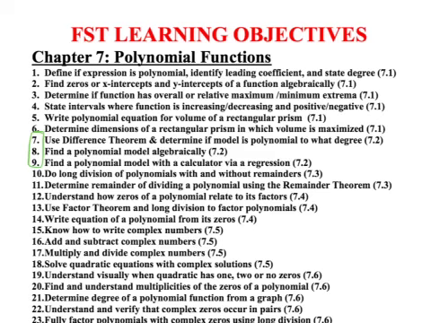Objective 7 is use the difference theorem and determine if a model is polynomial and to what degree. 8, we're going to find a polynomial model algebraically. And number 9, find a polynomial model with a calculator via a regression. So let's just dive right into the notes.